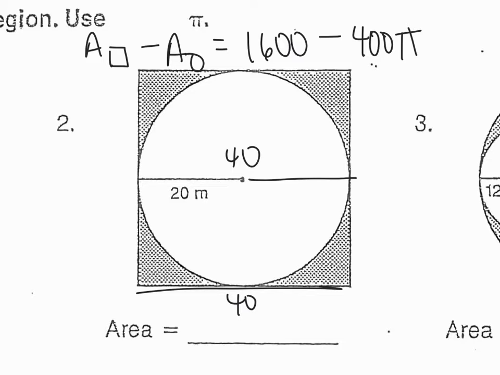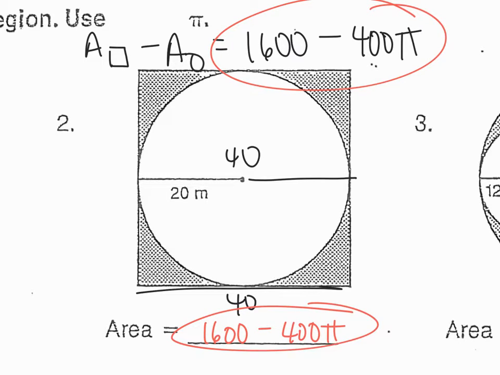Now, are those like terms? No. So your answer is just 1,600 minus 400 pi as an exact answer. Okay? So you couldn't do it the way you did the other ones. Okay? Questions? No.